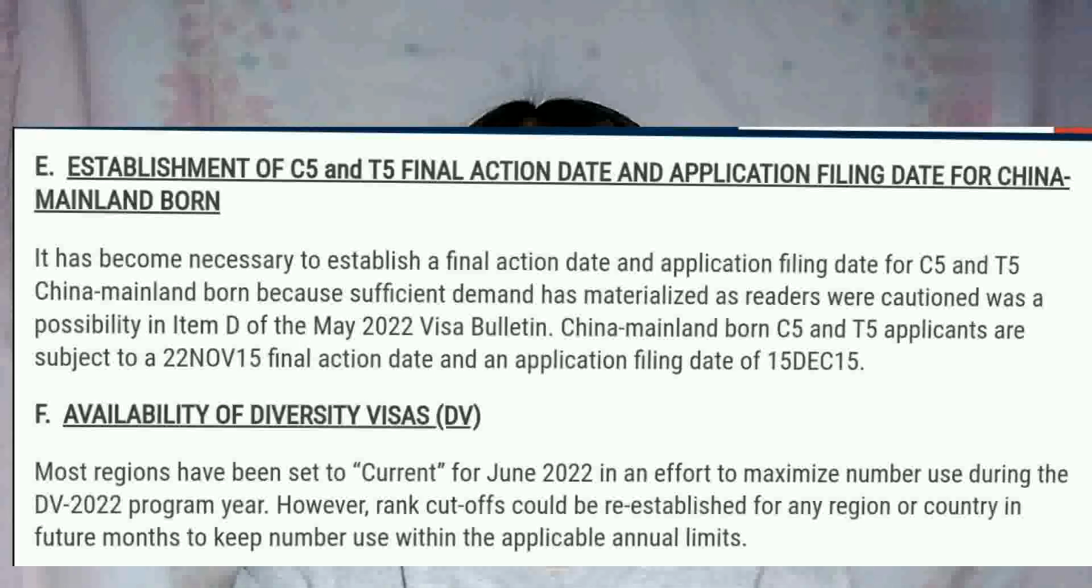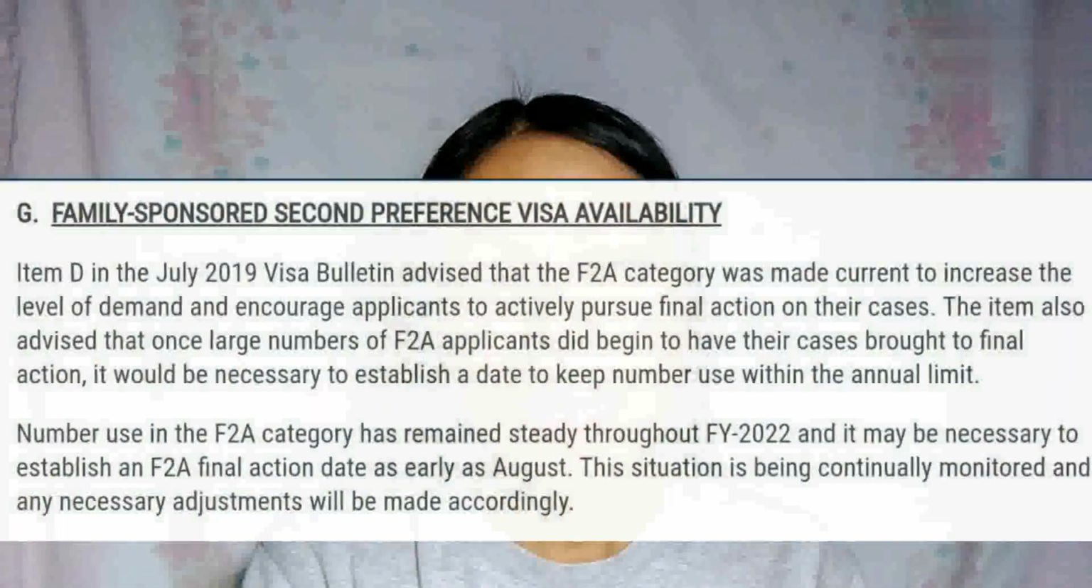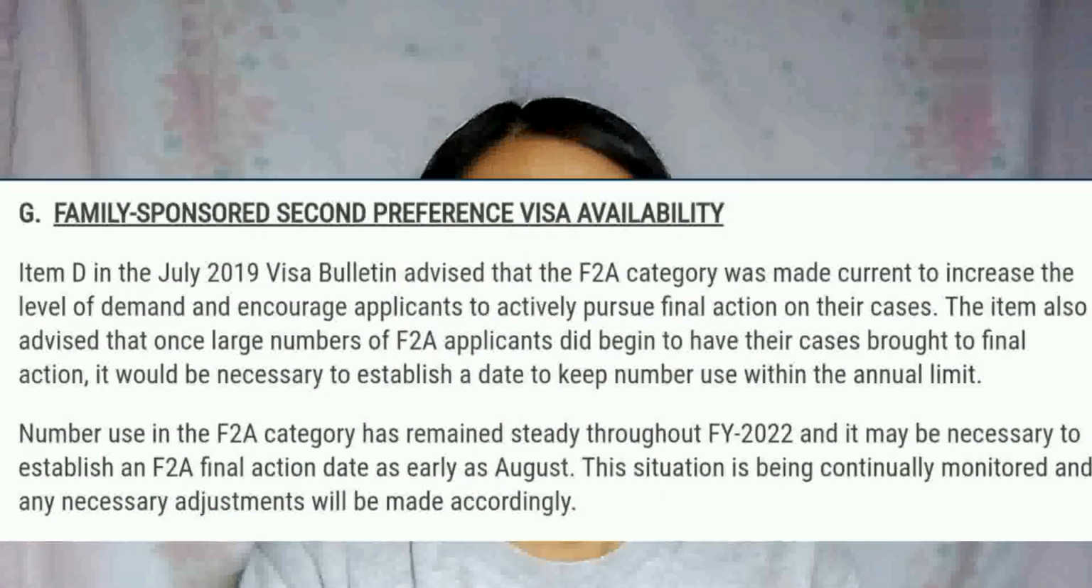Availability of diversity visas or DV. Most regions have been set to current for June 2022 to maximize number use during the DV 2022 program year. However, rank cutoffs could be re-established for any region or country in future months to keep number use within the applicable annual limits.